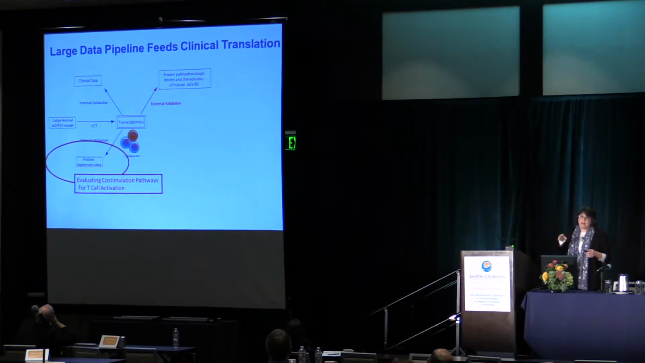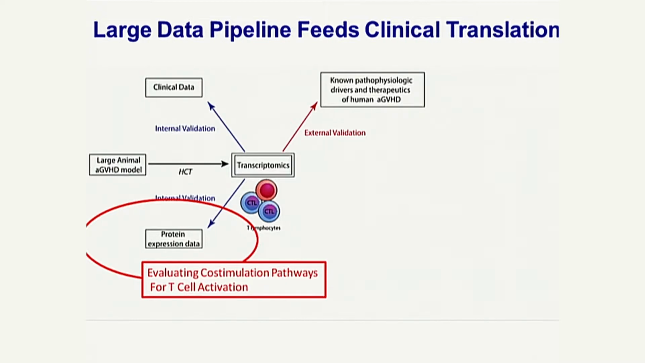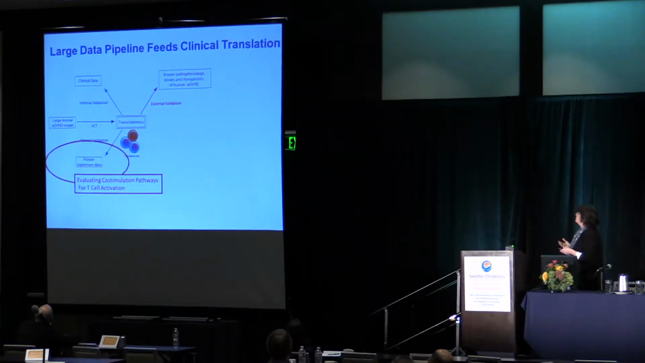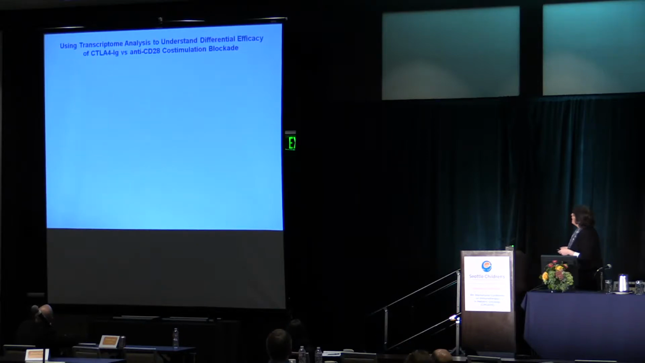So not only could we do a little internal validation with what we knew from flow cytometry, we could also use this transcriptional data, cross-referenced with our clinical groups, to evaluate co-stimulation blockade or co-stimulation pathways for their impact on T cell activation. And again, I think this one may be interesting to this group in terms of why checkpoint blockade may be important. So we used our transcriptional analysis to understand the differential efficacy of two agents that we're very interested in, CTLA-4 and anti-CD28 co-stimulation blockade.